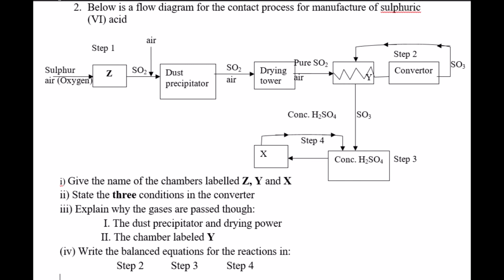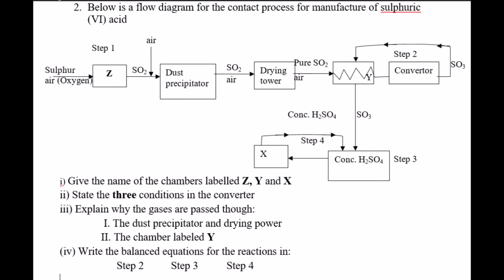So you name the chamber XYZ. You also give 3 conditions that are in the converter. Conditions talk about the temperature, pressure, and the catalyst. Why the gases should be passed through the precipitator and drying tower. Yes, that is the tower. You can answer that. Then the use of chamber Y. Then write the equation for step 2, step 3, and step 4.